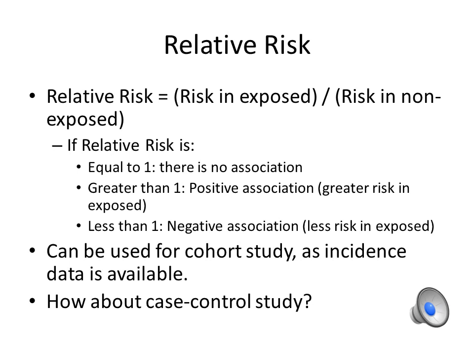That brings us to relative risk. Relative risk is defined as the risk in exposed divided by the risk in non-exposed. If relative risk is equal to 1, there is no association. If relative risk is greater than 1, there is a positive association, which means that there is a greater risk in the exposed. If it is less than 1, there is a negative association, and that means there is less risk in exposed. So relative risk can be used for the cohort study, as incidence data is available. But what do we do in a case control study?